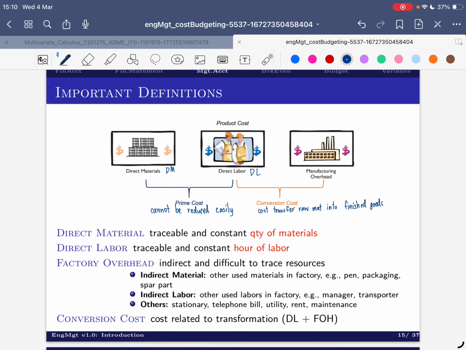Now, what I want to mention is that prime cost is just DM plus DL. Conversion cost is DL plus factory overhead. And I should mention that prime cost and conversion cost, this is a British concept. Somehow you will see this only mentioned in UK textbooks. But for the US, we use both of these. There's some kind of meaning, but not really significant.